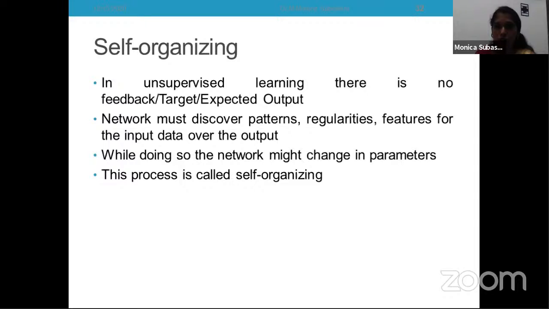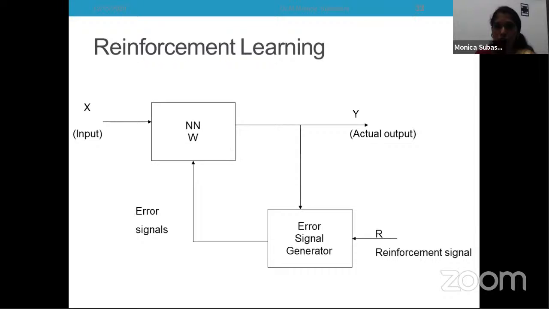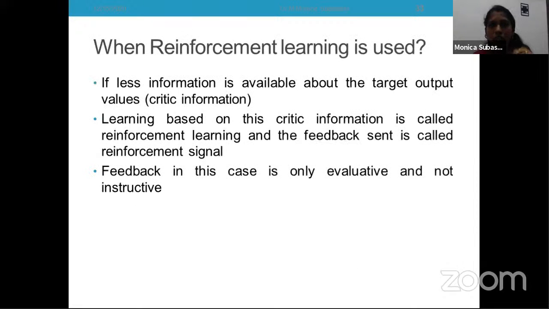We don't have complete information on the output. I don't know what would be the target, but I wanted to complete the problem. Only partial or critical information I have for learning. Based on the partial information, finding the shortest distance to reach Salem. So I have to check what are the possible conditions, how many kilometers. When I check, I'll finally come up with one solution, and that would be a good example of reinforcement learning. So this particular learning is applied only when less information is available about the target output.